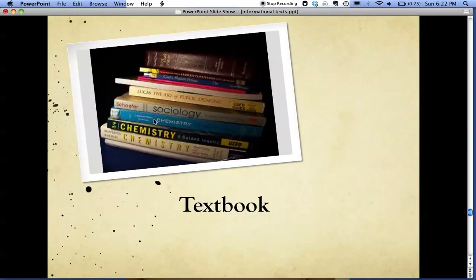The next type of informational text is a textbook. So a textbook, the purpose is to provide in-depth information about a particular topic. So it's similar to encyclopedia in that it gives you information about a particular topic, but textbooks go way more in depth. So I'll have a whole book about chemistry, whereas if I look up an encyclopedia about chemistry, I'll get maybe a few paragraphs of information. So textbooks give me in-depth information about a particular topic. So people who are interested in reading this text are people who are doing very detailed research and need a lot of information about a topic.